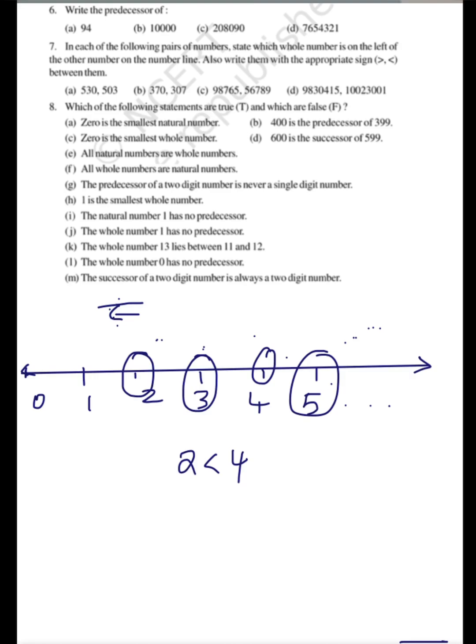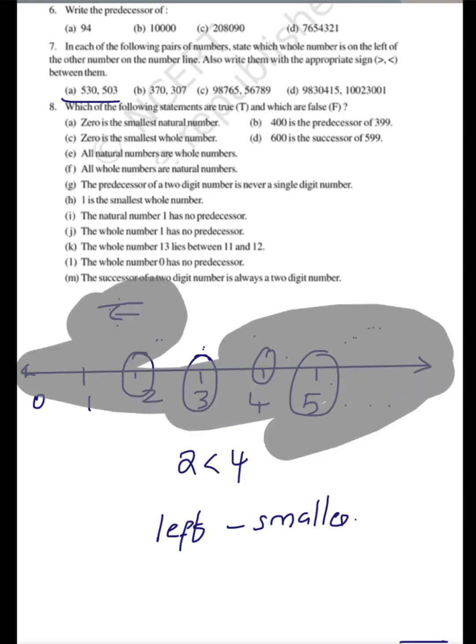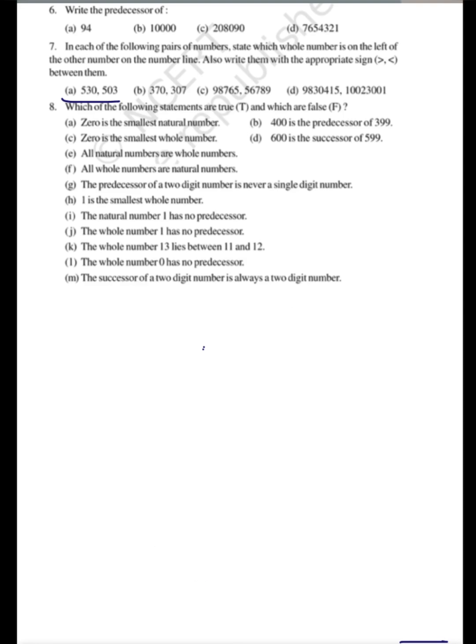Okay, and in the question it's asked which whole number is on the left. So left side means what? Smaller number. Okay, left side means smaller number. So here we are asked to find the smaller number among these. That is, the first question, 7th A, is 530 and 503.